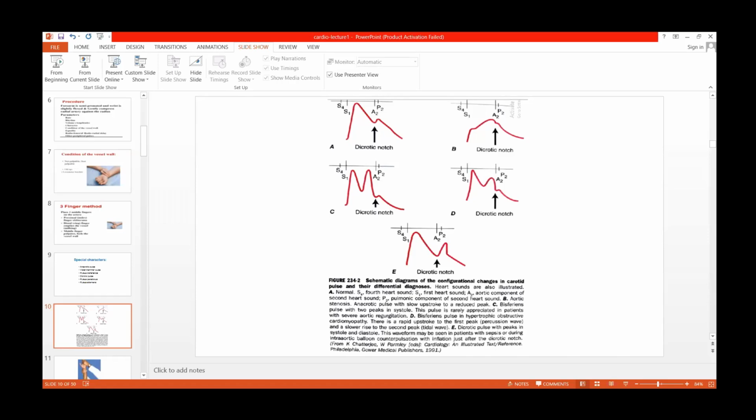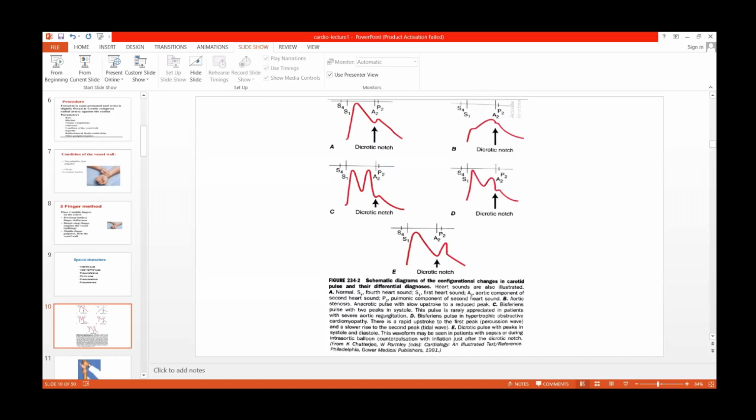One important thing you have to remember: for every pulse, the percussion and tidal waves are in systole, and the dicrotic wave is in diastole. But for bisferiens pulse, there are two distinct waves in systole. This pulse is seen in two conditions: AS with AR and HOCM. These are two special conditions where bisferiens pulse is seen. And bisferiens pulse is not synonymous with water hammer pulse.